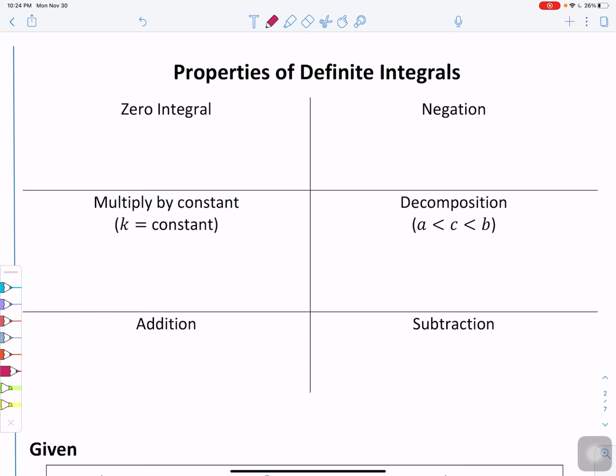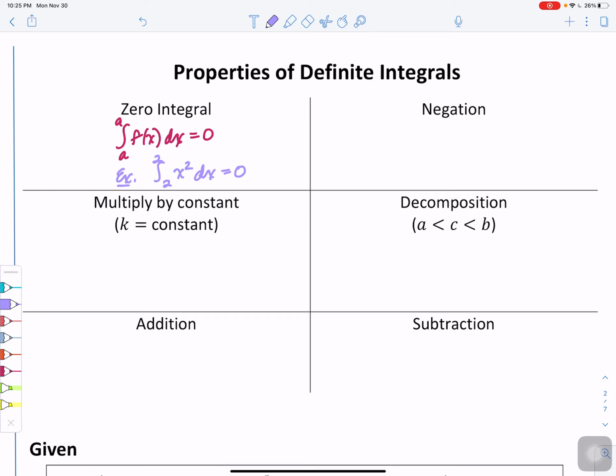How does that sound? So the 0 integral is the integral from a to a of f of x dx. And that's equal to 0. I haven't accumulated any area because I haven't gone anywhere. In other words, I've just stayed at a. So an example would be the integral from 2 to 2 of x squared dx is going to be equal to 0 because those limits of integration are the same.